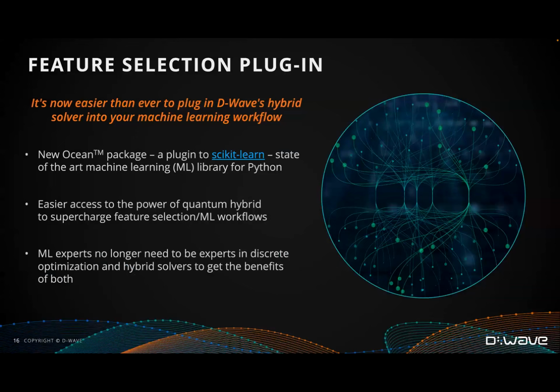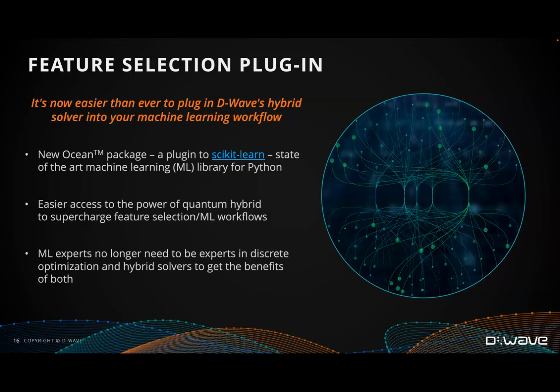All right, and then the most recent addition that we have: we've seen a lot of interest in feature selection using our hybrid solvers. We have a lot of people looking at different applications of feature selection, whether it's fraud detection in financial networks or anomaly detection in computer networks. Feature selection is a nice combinatorial problem. You have your data, you've got a whole bunch of features, and you're trying to choose which of those features are most important. And so you're trying to find the right combination.